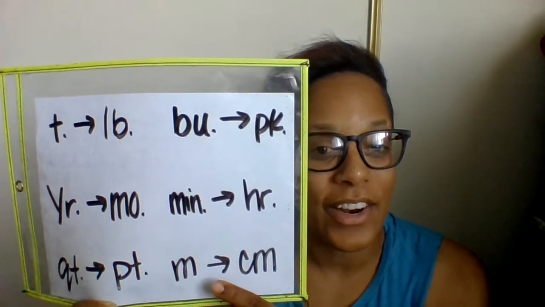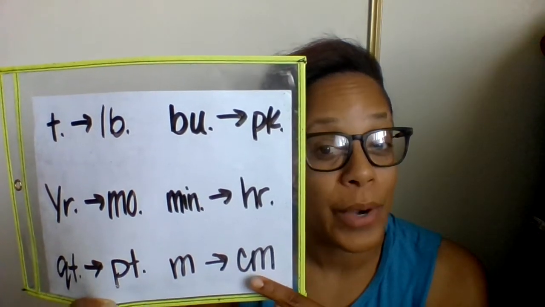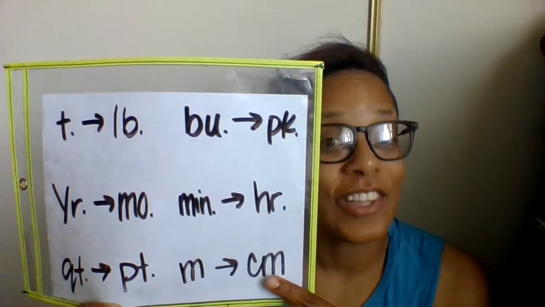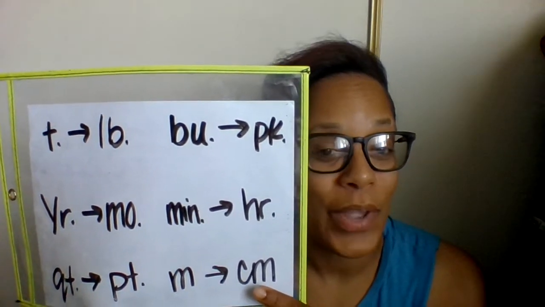Now what about meter to centimeter? Are we going larger to smaller or smaller to larger? Larger to smaller, which means we are going to multiply. Great job reviewing. Now, we are going to get into our lesson. Again, we are going to be talking about short division and checking equivalent fractions.